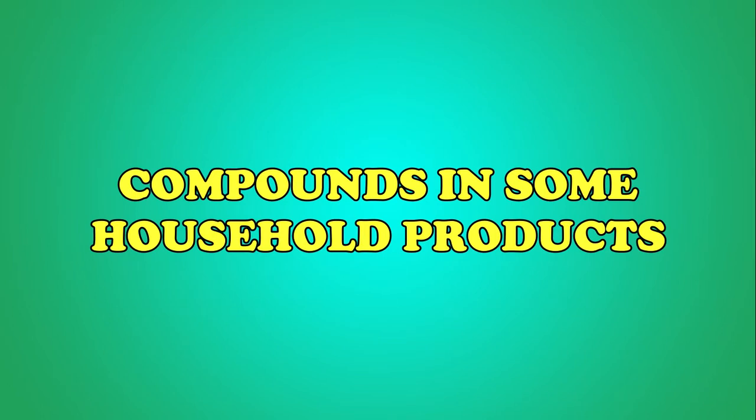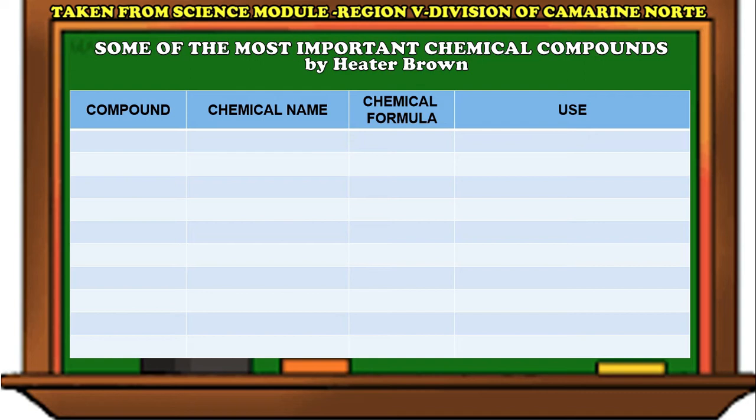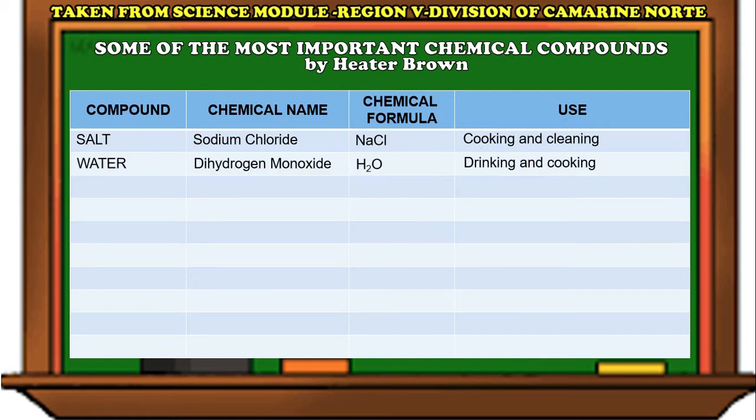Compounds are everywhere. Let us determine some compounds in your home. Here is the list of some of the most important chemical compounds. This includes the compound's name, chemical formula, and its use. Salt, sodium chloride, NaCl, cooking and cleaning. Water, dihydrogen monoxide, H2O, drinking and cooking. Sugar, sucrose, C12H22O11, cooking and sweetener.